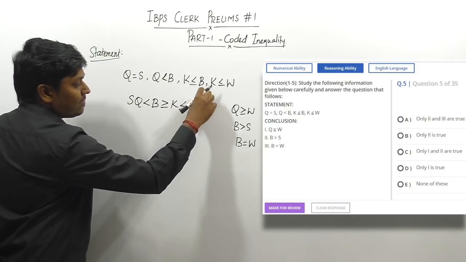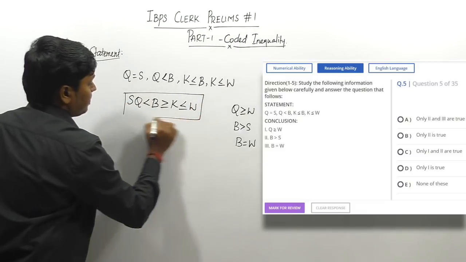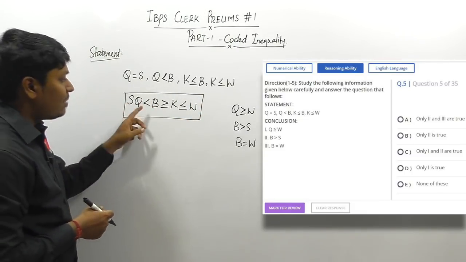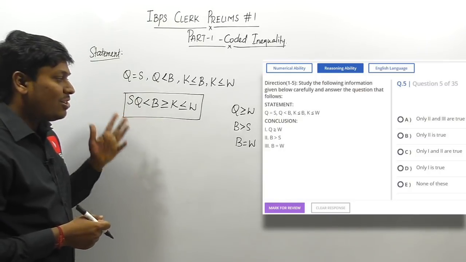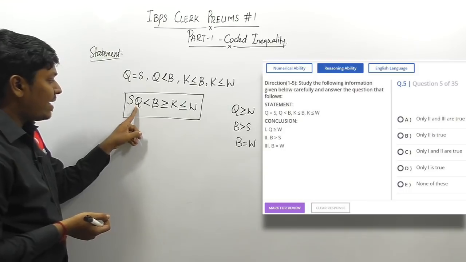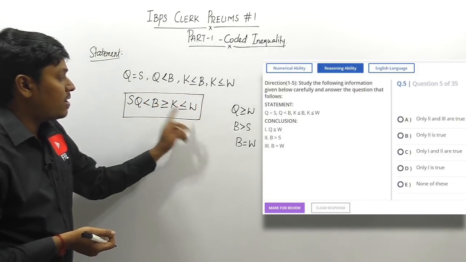So finally we have framed a new statement, right? So be faster while framing this statement. If you frame the statement correctly, then definitely you will get 1 mark in coded inequality. Listen carefully, q and s both are equal, so sq, q less than b, b greater than or equal to k, and k less than or equal to w.